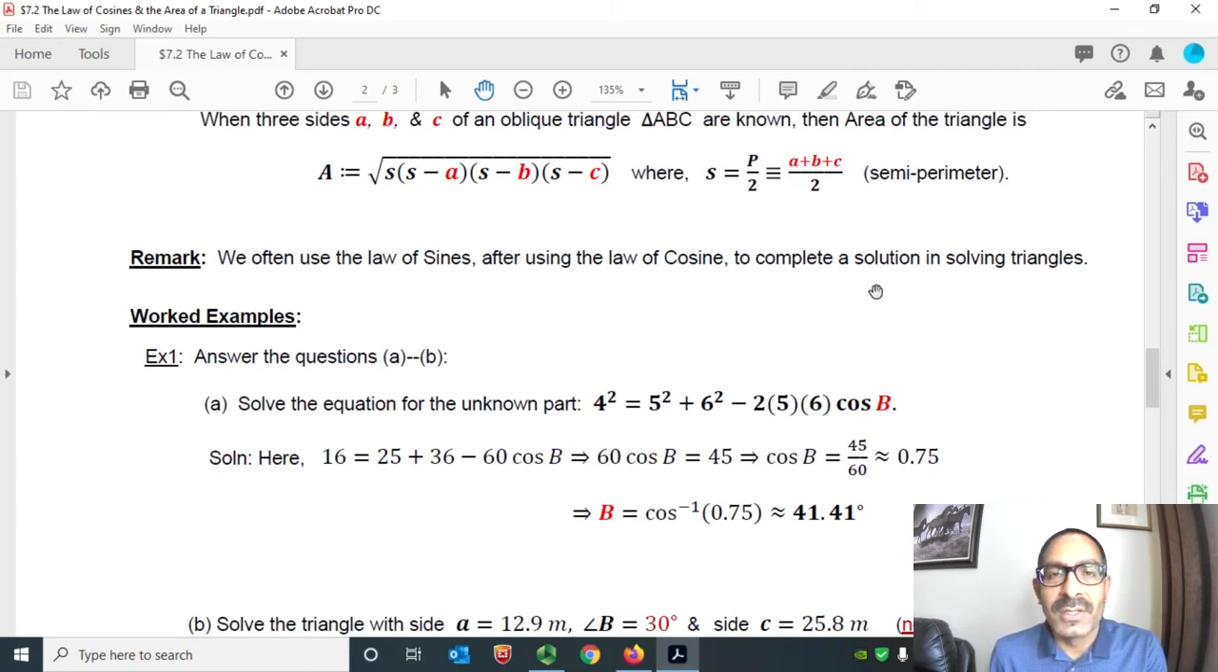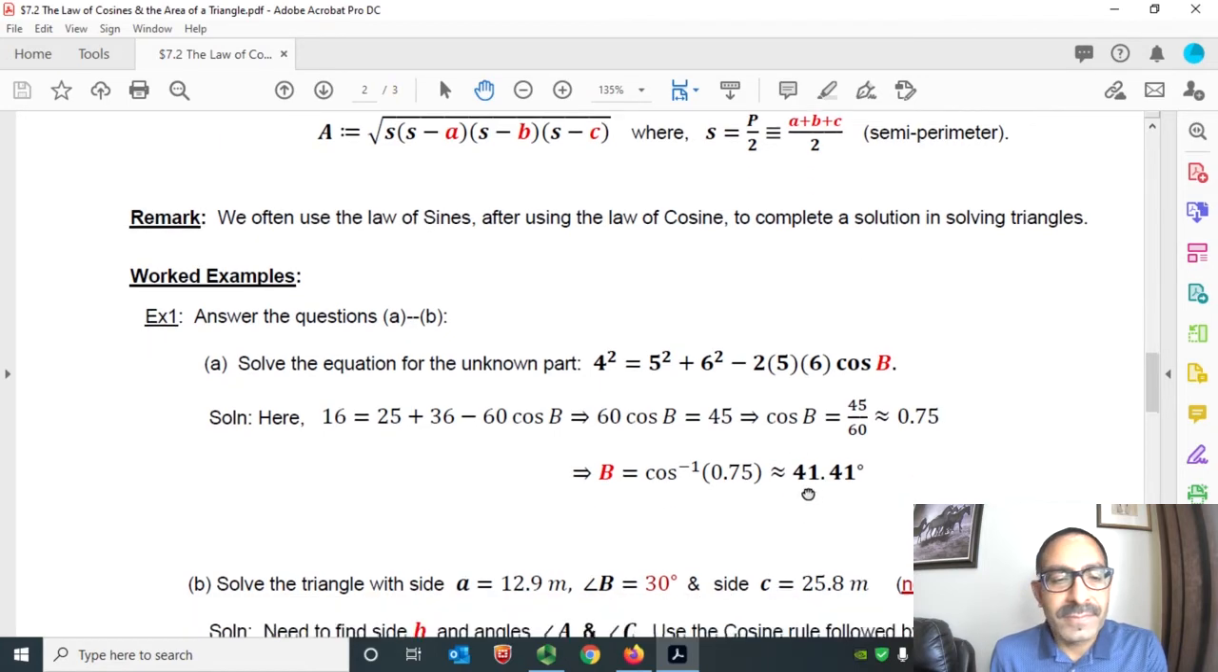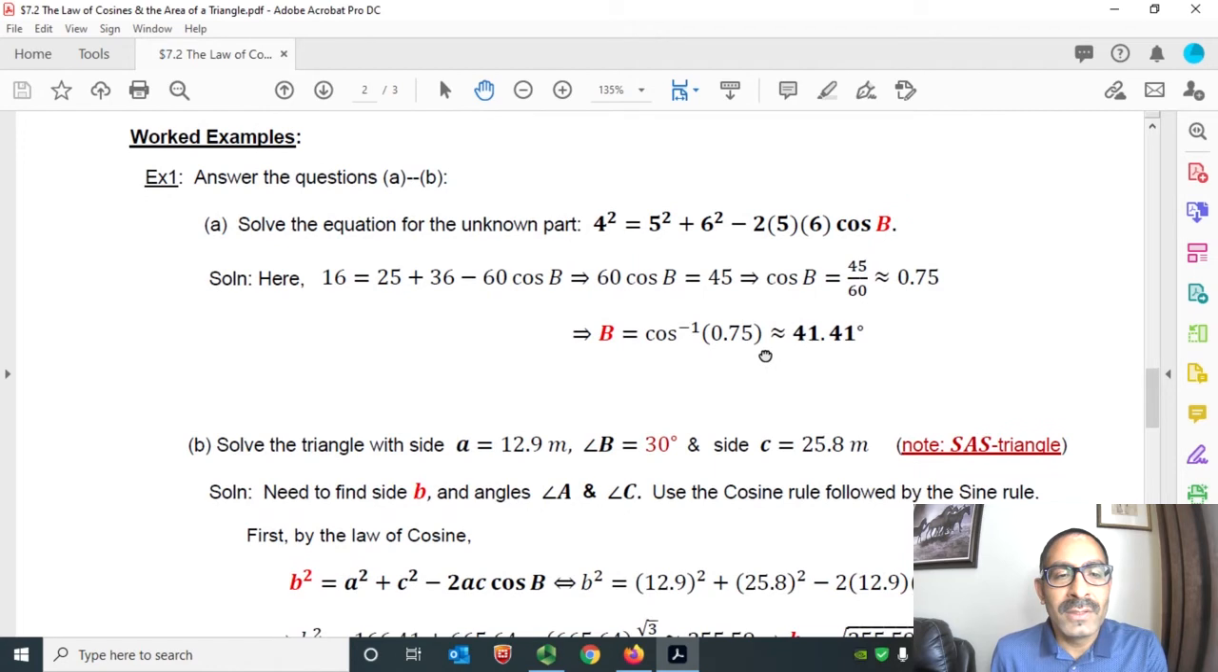Now, let's do some examples. Example 1. Answer the questions part A and part B. In part A, solve the equation for the unknown part. So, the given equation is 4 squared equals 5 squared plus 6 squared minus 2 times 5 times 6 times cosine B. Here the missing part is angle B. So let's find the value of B.